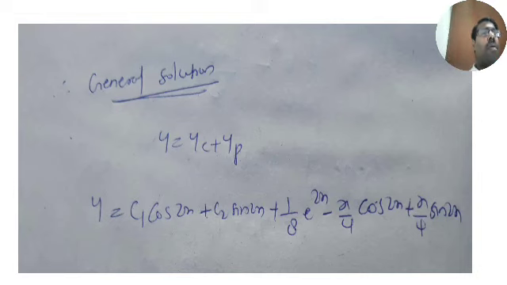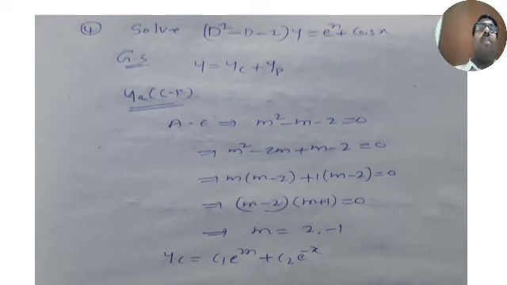So 3 problems we covered, and another 20 minutes remain. So let me go to the next problem. This is the fourth problem. Solve d square minus d minus 2 of y is equal to e power of x plus cos x. E power of x plus cos x. Again, it is a combination of the first and second methods.